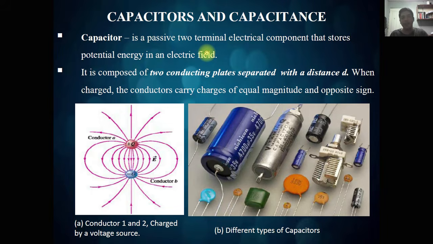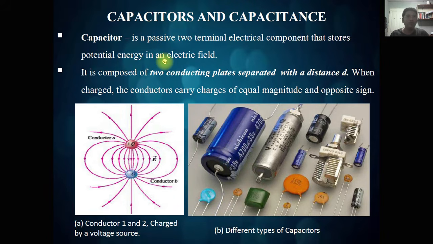So what is this capacitor? Basically, a passive two-terminal electrical component that stores potential energy in an electric field. In other words, a capacitor is an electrical component that stores energy in the form of an electric field.